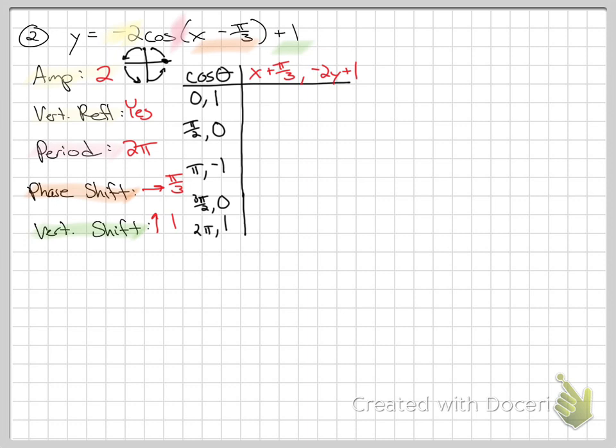Okay, let's do the x's together. So 0 plus pi over 3 is clearly pi over 3. I'm actually going to add an answer column here because I'm going to do some stuff as we go. Okay, pi over 2 plus 3 pi over 2.